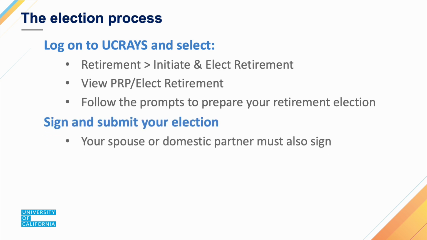Once you've made your elections and you've completed that process, then you must sign the election and submit it to RASC. You can sign your election electronically through UCRaise, or you can print and sign a hard copy and then mail it to RASC or upload it via UCRaise. If you are married or have a domestic partner, that individual must also sign the election as well.